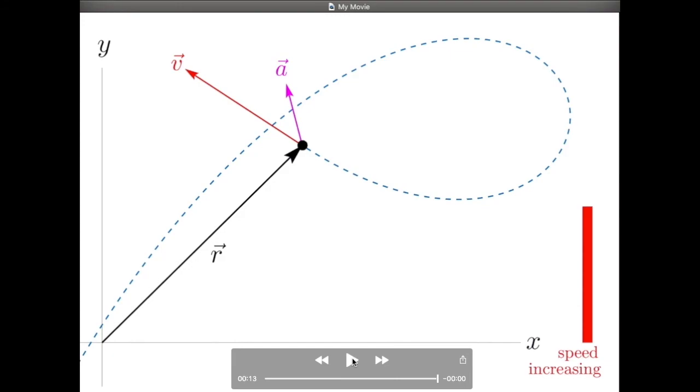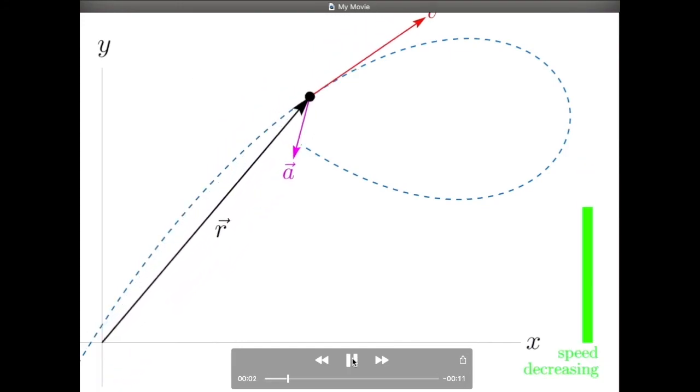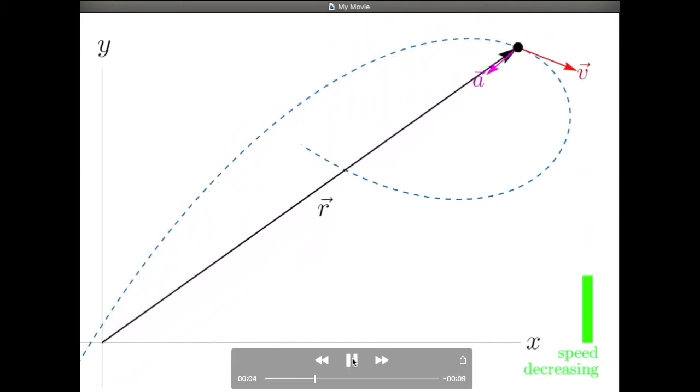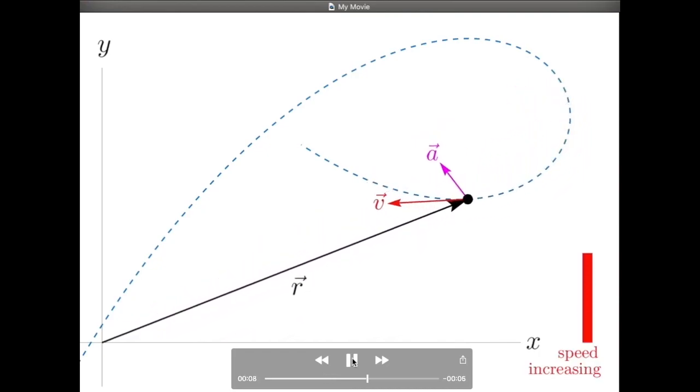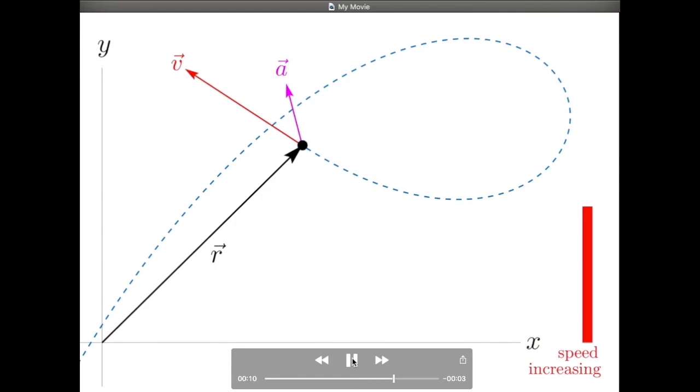And once more, slowing down and turning right, just turning to the right, and now speeding up and turning to the right. Okay, hopefully these animations give you a bit of a feel for what these three vectors are: position, velocity, and acceleration, and what they show us about the object's motion.